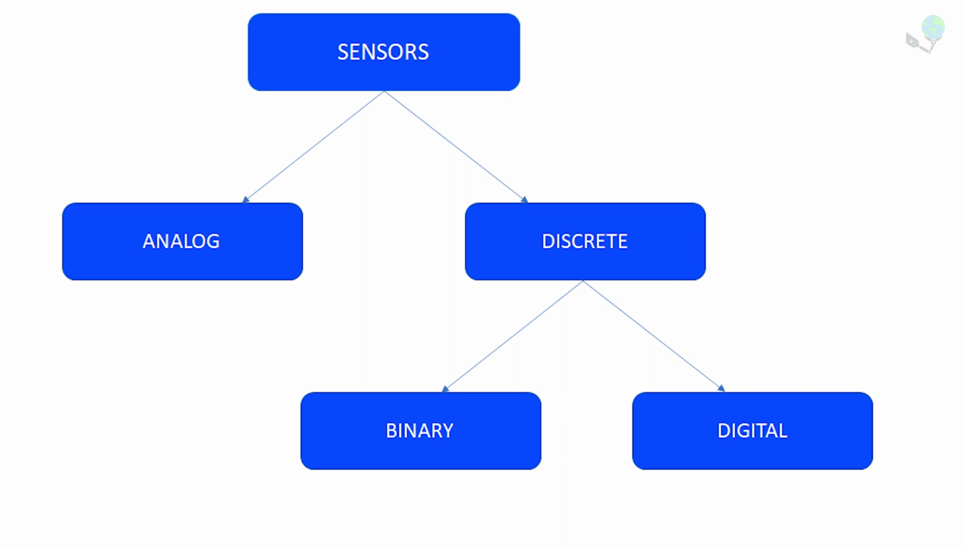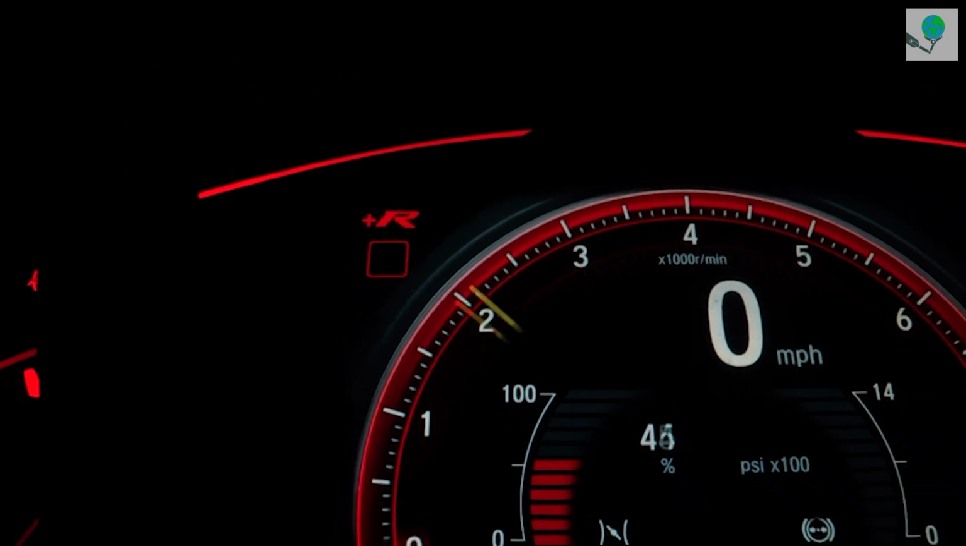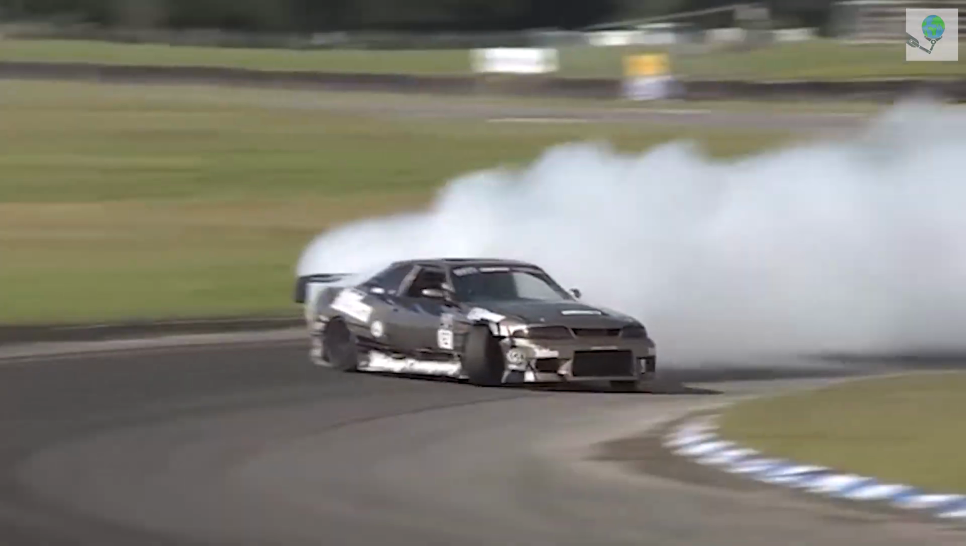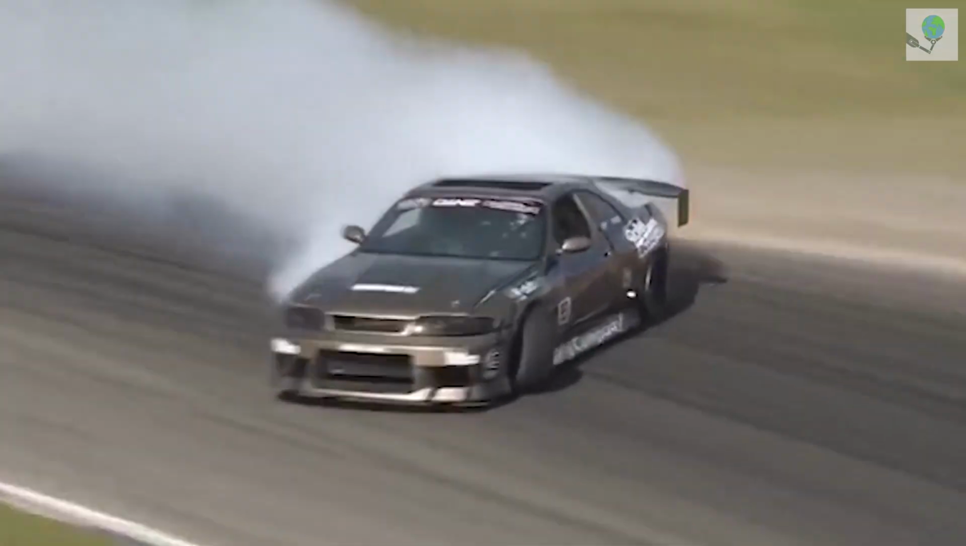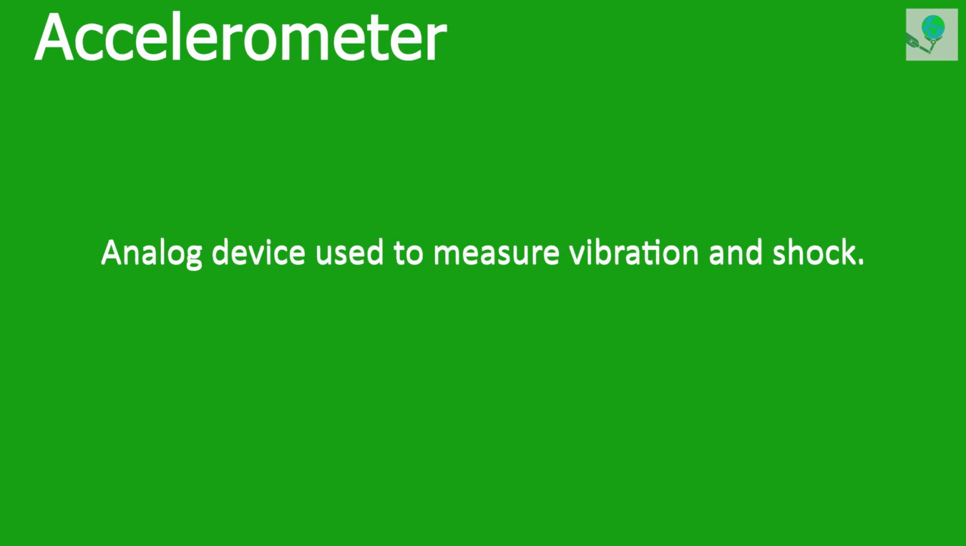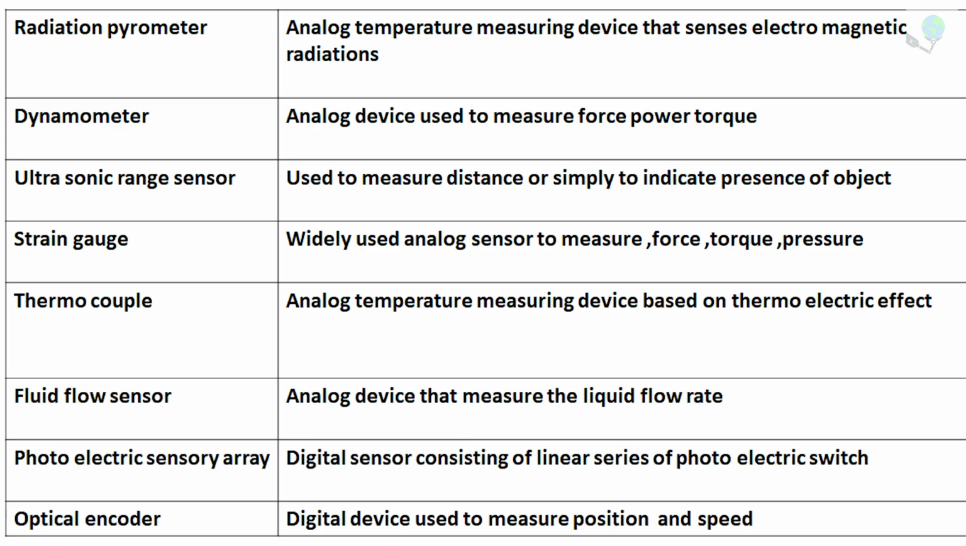As an example for analog and digital sensors, we are familiar with the tachometer, which is available in both analog and digital form. As you know, it helps us monitor the rotational speed. There are so many sensors available like potentiometer, ammeter, accelerometer, etc., which we are familiar with, and there are so many other sensors which we need to get familiar with.